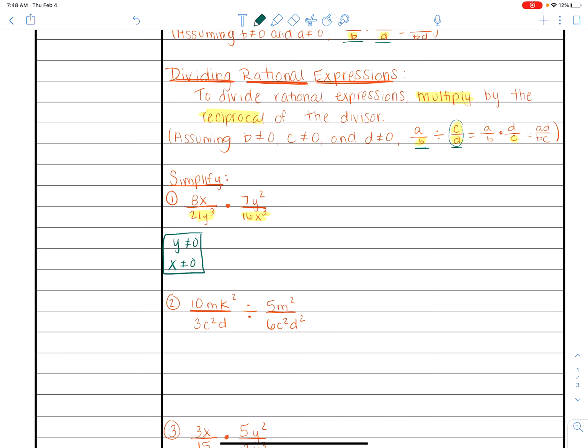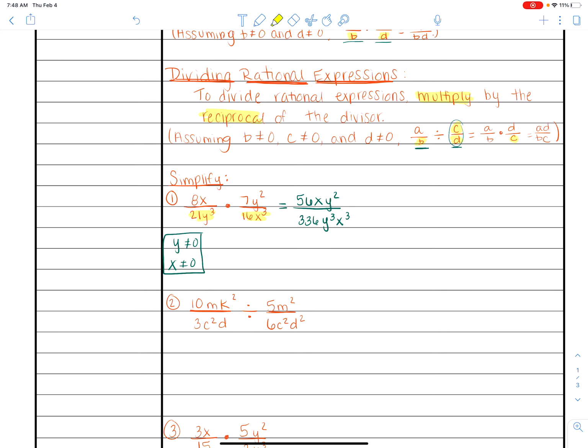So if you only have multiplication, no plus or minus or anything else happening, then you can just say that your number can't be 0. All right, so we're going to multiply across. So 8 times 7 is 56. We have an x and we have a y squared. 21 times 16 is 336. We have a y cubed and we have an x cubed.